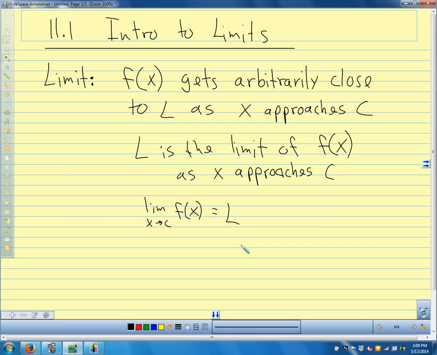A couple of important things to remember as we talk about limits. What we're interested in with limits is what f gets close to. We're not interested in what f equals at C. We want to know what it gets close to. So we'll say this over and over as we go through this. The limit is independent of the function value.